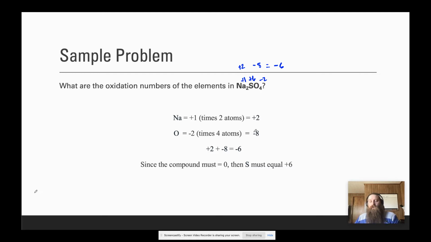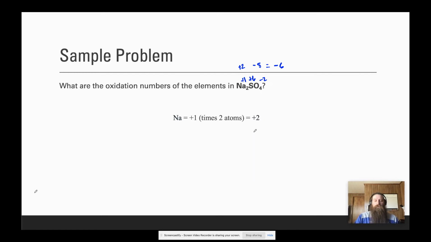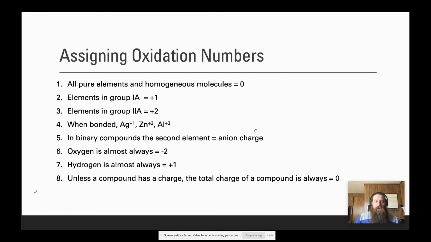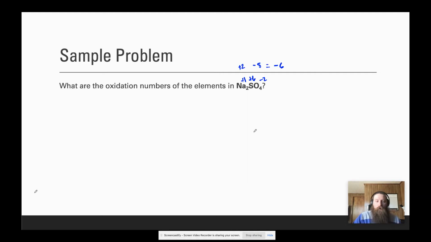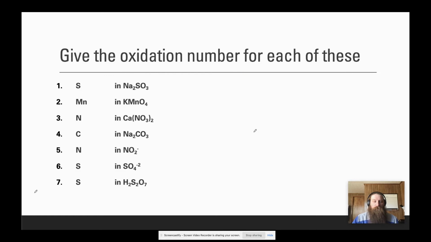All right. So you take the rules, and you use the rules to give everybody that you can an oxidation number. Whoever you can't give an oxidation number to with the rules, you use Rule 8 and you set it equal to 0, or if there's a charge, you set it equal to the charge and you solve it. All right, so let's move on.